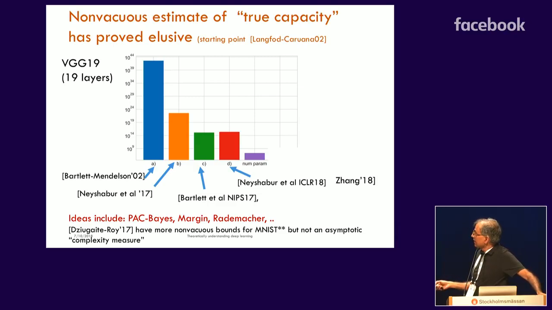And then in the last year, Neyshabur et al. came up with a better bound, which, if you compute quantitatively for 19 layers, is something like up here, and so on. Bartlett et al. had a somewhat better one, and at NIPS and ICLR there was this other Neyshabur paper. And by the way, the number of parameters is down here again.